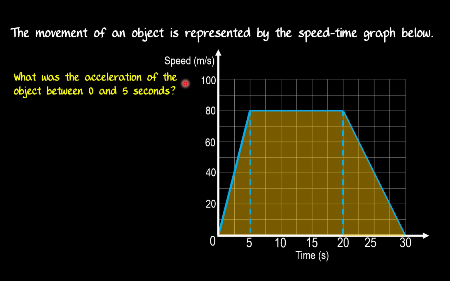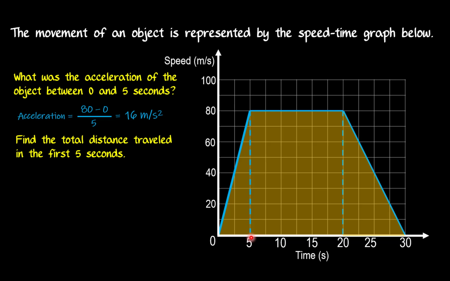Okay, so here's a question. What was the acceleration of the object between 0 and 5 seconds? We're talking about the steepness of this line. So remember, acceleration is change in speed divided by change in time, and the change in speed will be the final speed minus the initial speed. So 80 minus 0 divided by the total time taken, 5 seconds. We're talking about the first 5 seconds. So 80 over 5, 16 meters per second per second.